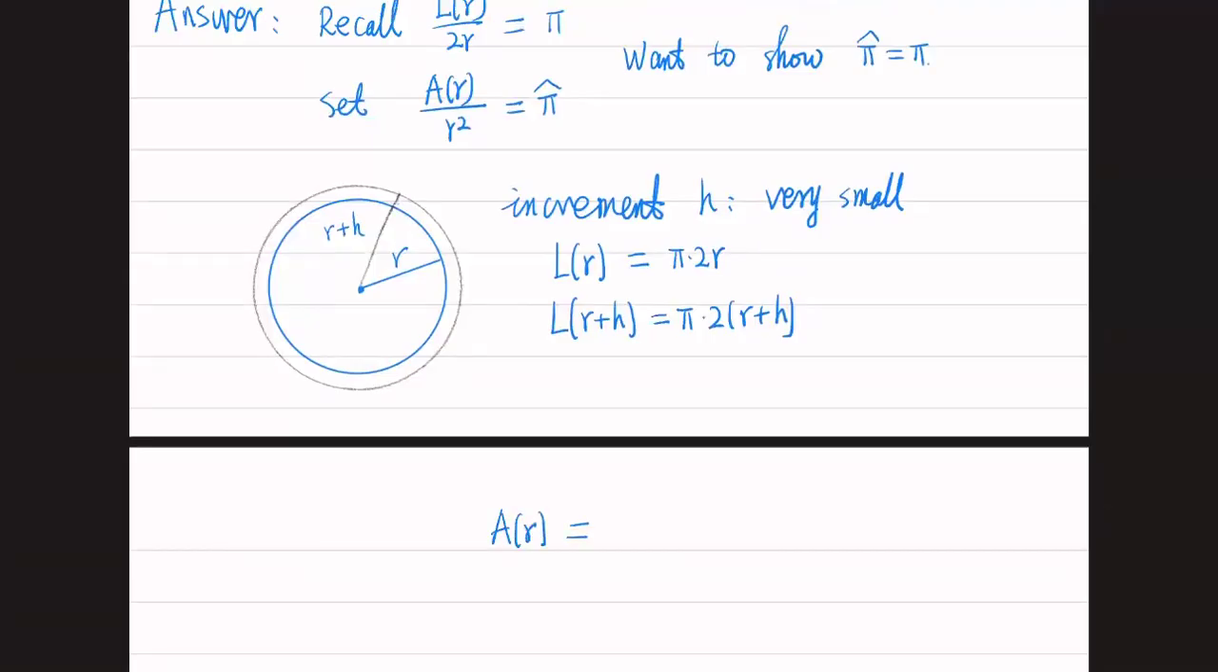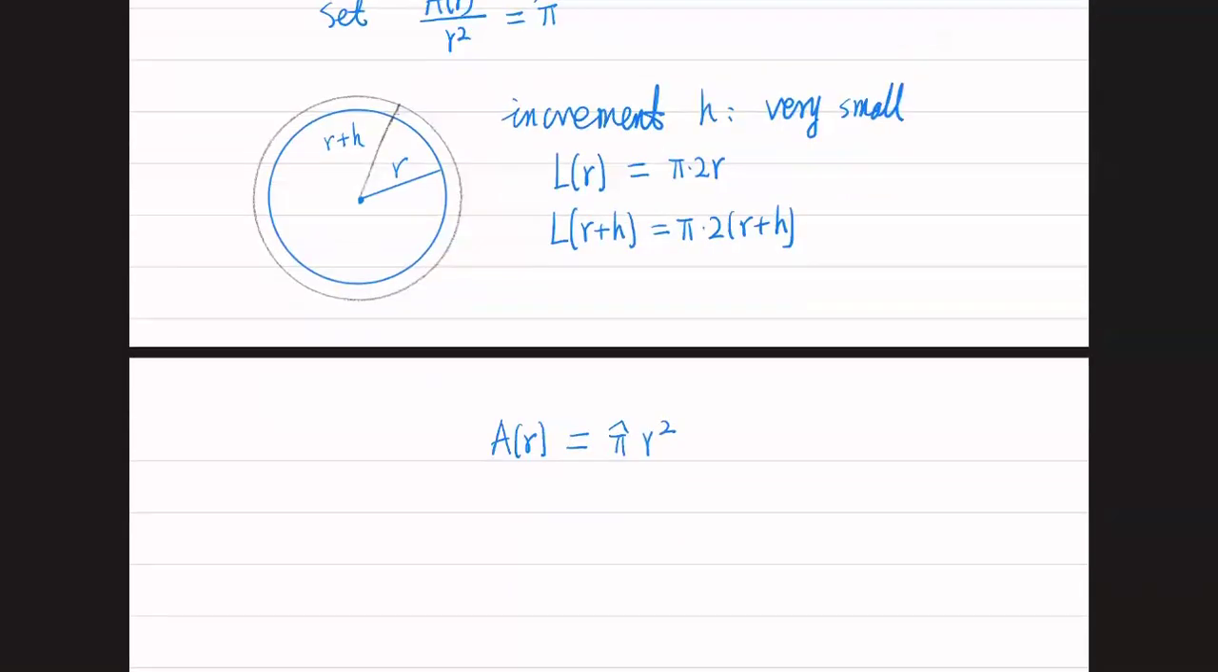And Kira, what's the area of the smaller circle? The area of the smaller disk. Pi r squared. So in the end, we will show it's the same pi. At the moment we use this, because we haven't verified this yet. So at the moment, we're going to use pi r squared. Okay, Jessica, the area of the larger disk, do you have a formula for it? Pi times r plus h squared, with this radius.